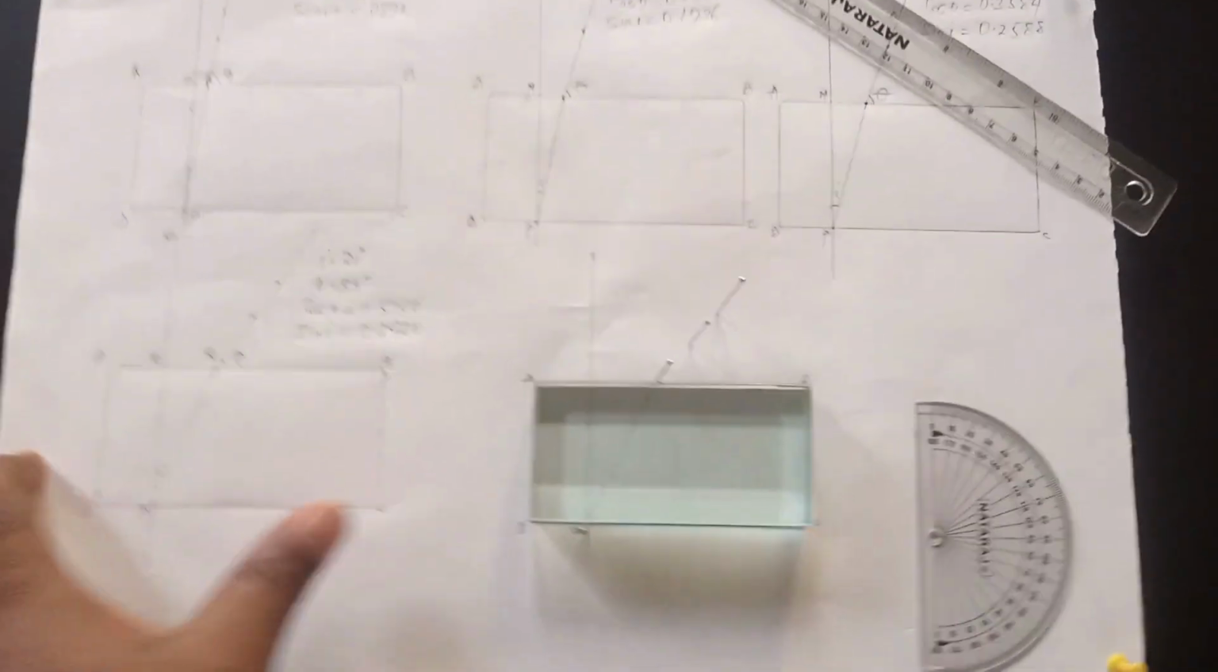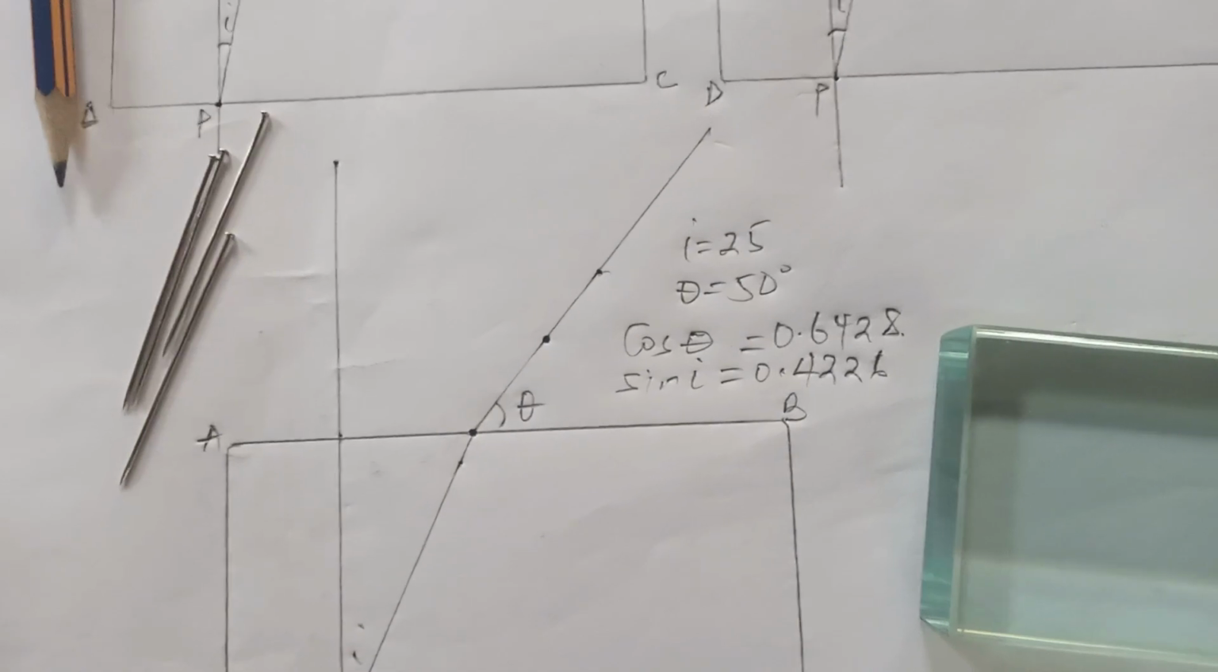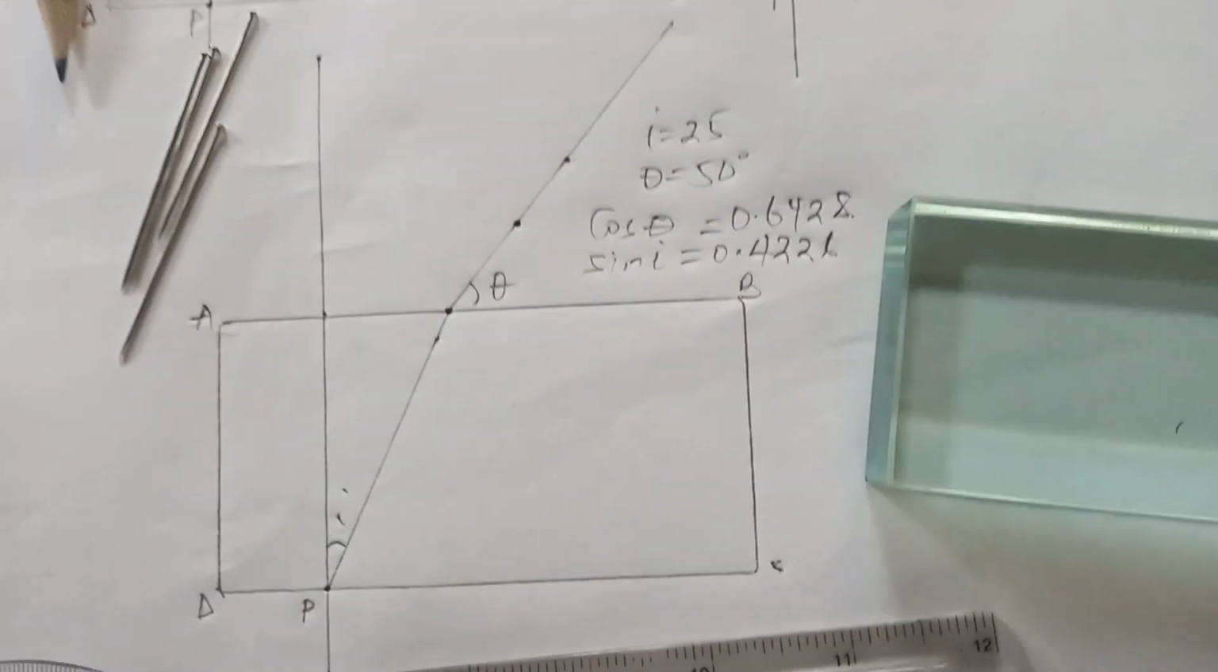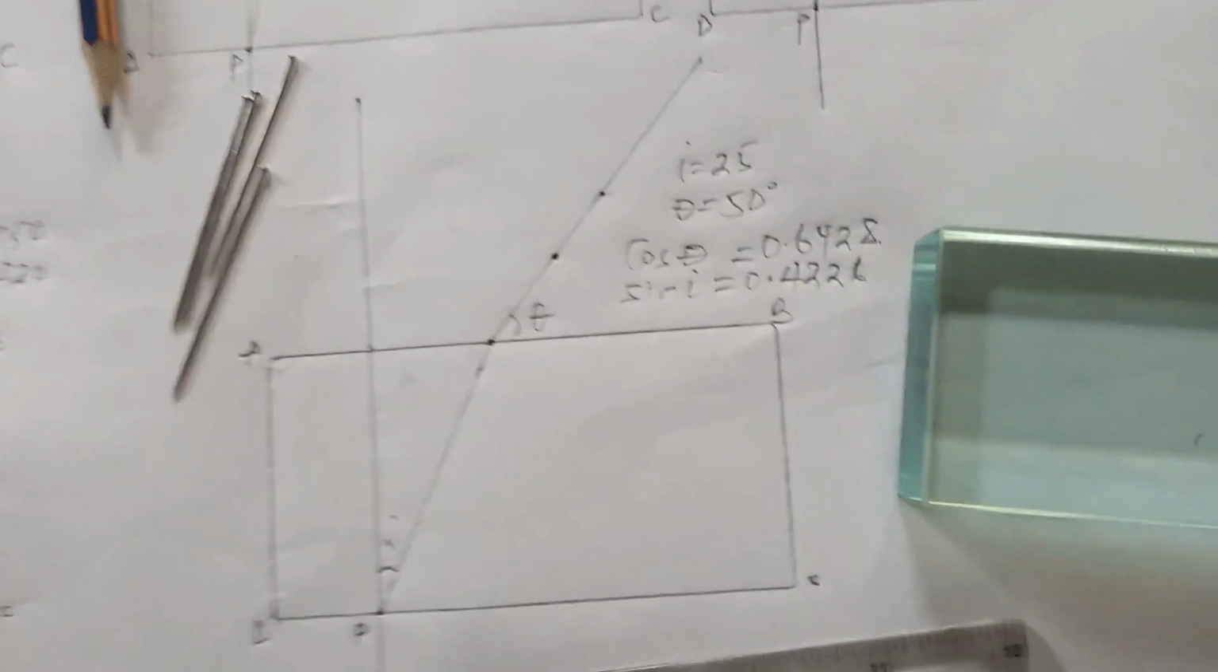So I'm going to now remove everything and measure out, and then from here we will tabulate all of this on the table and make our final deduction. So finally, here is our result. I is 25 degrees, theta we got as 50 degrees, cos theta gave us 0.6428, and sine I gave us 0.4226. So this is how we've been able to measure out our readings in this particular experiment.